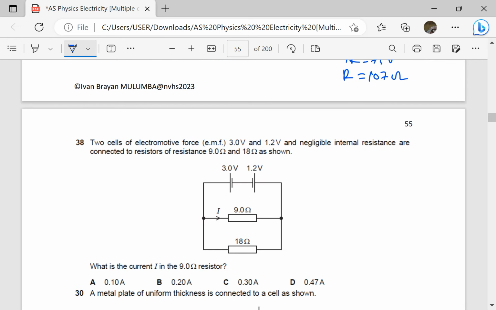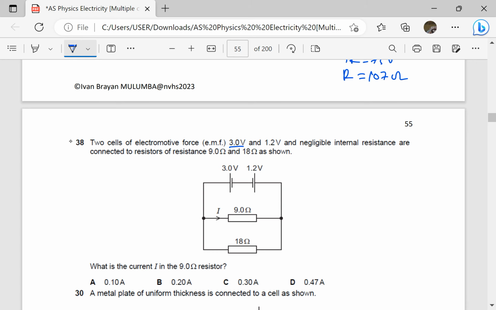2 cells of e.m.f. 3 volts and 1.5 volts and negligible internal resistance are connected to resistors of resistance 9 ohms and 18 ohms as shown here. What is the current I in the 9 ohm resistor?